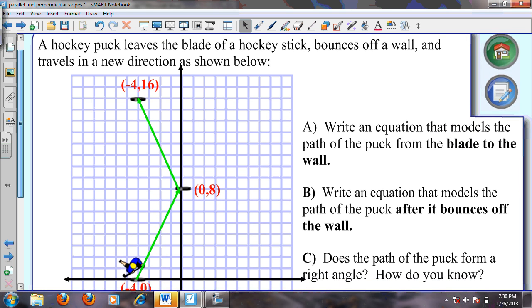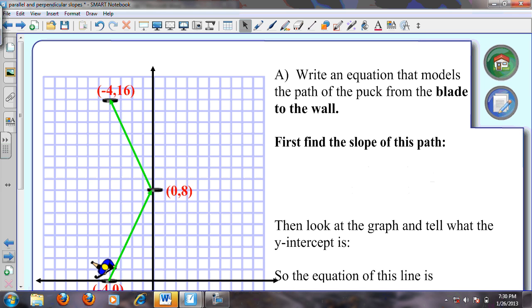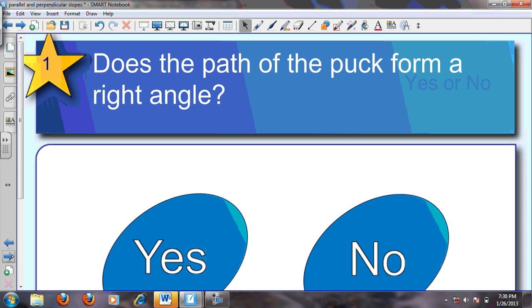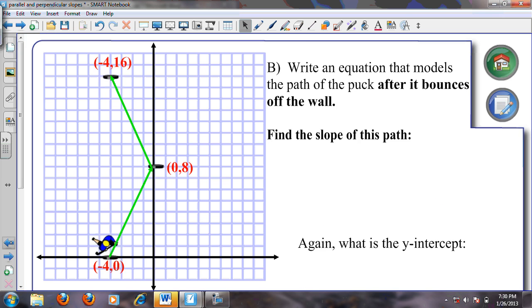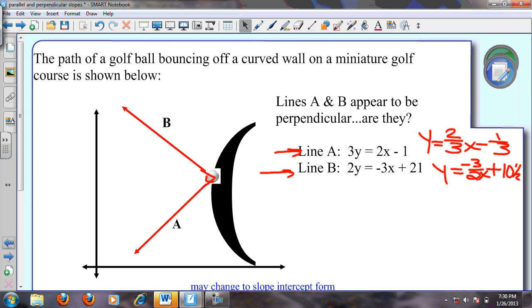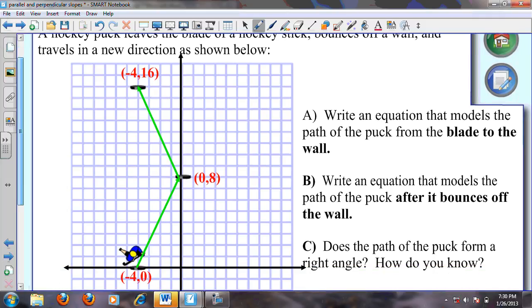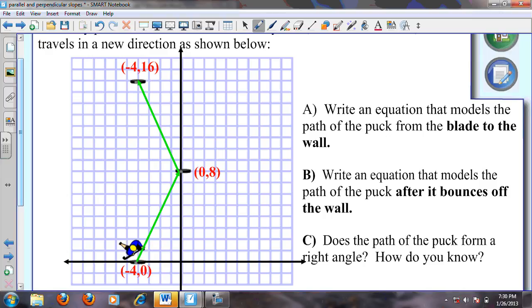Let's look. A hockey puck leaves the blade of a hockey stick and bounces off a wall and travels in a new direction as shown. Here's the hockey puck example. Here's what I want you to do. I want you to go ahead and draw it on your graph.